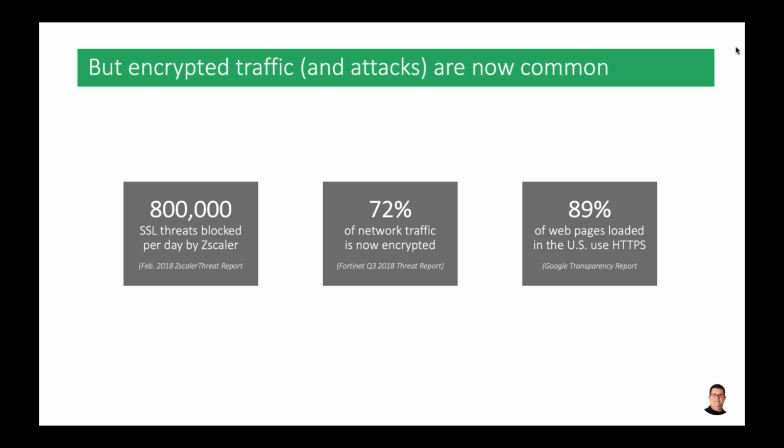Furthermore, Fortinet's Q3 report last year, I should say, brought out 72% of all network traffic now being encrypted based on their visibility. And then, of course, Google's transparency report, which is always a really good bellwether of the state of encryption and whatnot throughout the course of internet traffic. They're seeing 89% of web pages loaded in the United States using HTTPS.